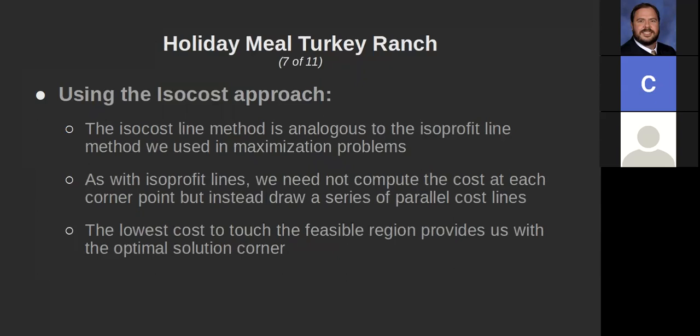Using the isocost approach, the isocost line method is analogous to the isoprofit line method that we used for maximization problems. As with isoprofit lines, we need not compute the cost at each corner point, but instead draw a series of parallel cost lines. The lowest cost line to touch the feasible region provides us with the optimal solution corner.